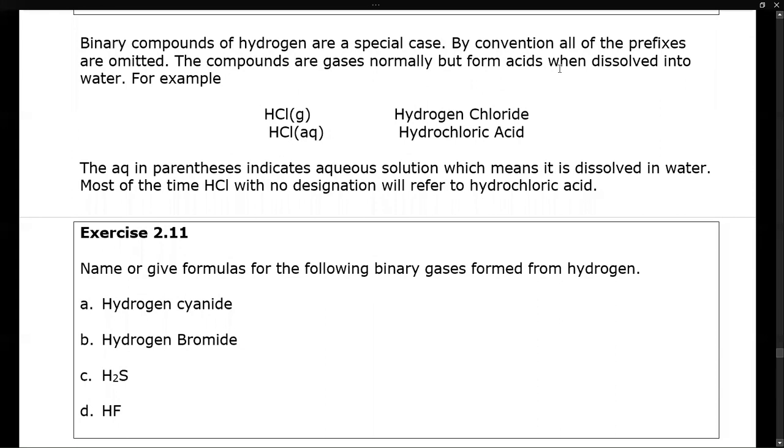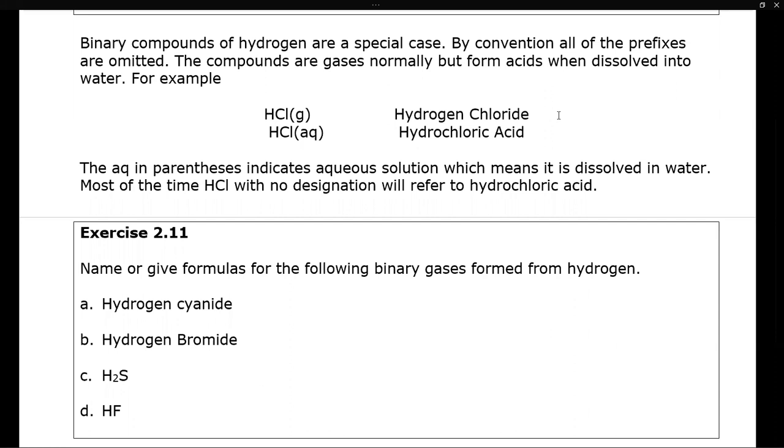There are some binary compounds of hydrogen that end up being a special case. By convention, we generally omit the prefixes, even if they would be appropriate. Compounds are generally gases, but if you dissolve them in water, they tend to form an acid. For example, HCl in the gas phase is hydrogen chloride, but HCl aqueous means dissolved in water, forms hydrochloric acid.